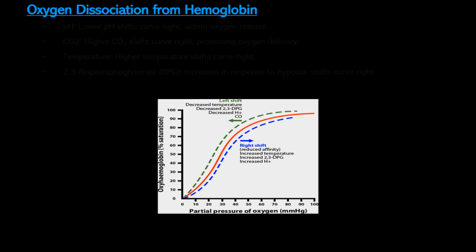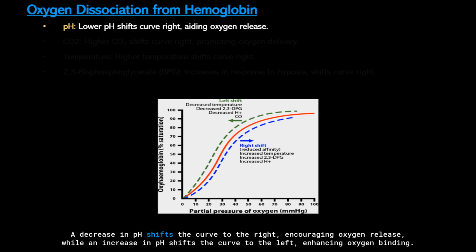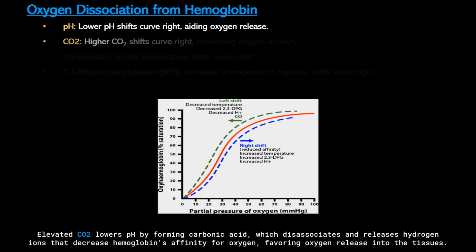Several factors influence the dissociation curve. A decrease in pH shifts the curve to the right, encouraging oxygen release, while an increase in pH shifts the curve to the left, enhancing oxygen binding. Elevated CO2 lowers pH by forming carbonic acid, which dissociates and releases hydrogen ions that decrease hemoglobin's affinity for oxygen, favoring oxygen release into the tissues.